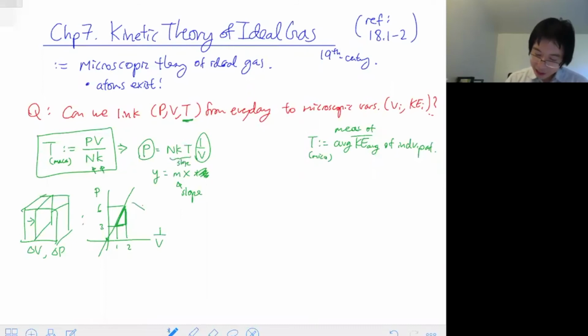So if I take the slope M of this, and I take that value and divide by Nk, I will get the temperature. That's how you can tell the temperature without knowing individual particles, just from macroscopic variables of P and V, like that. Okay. So the question is, how do I link these two together?